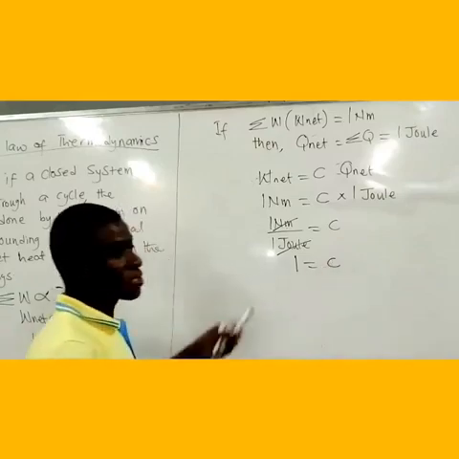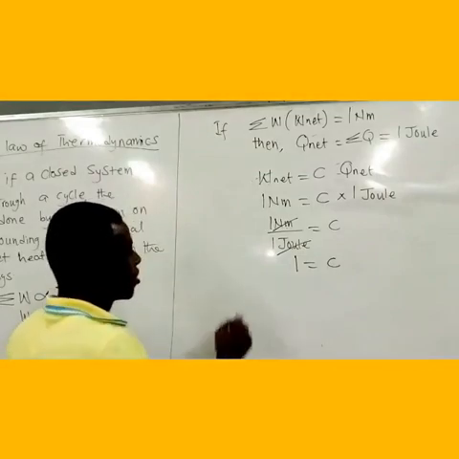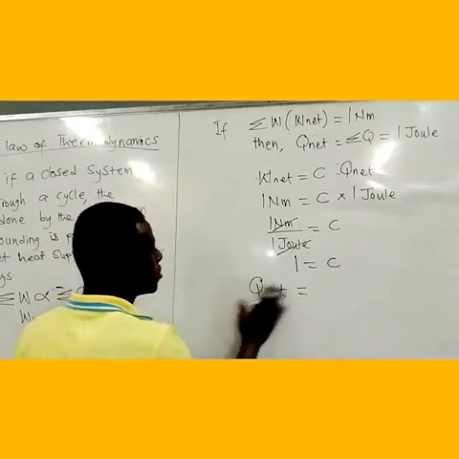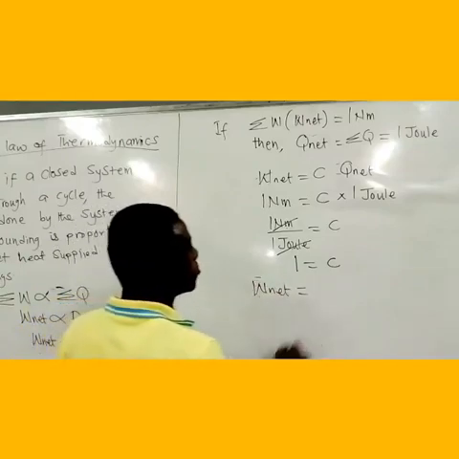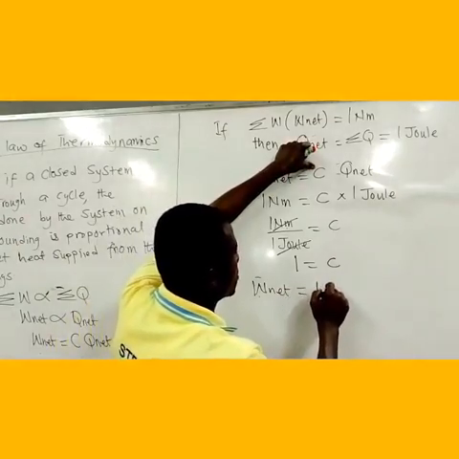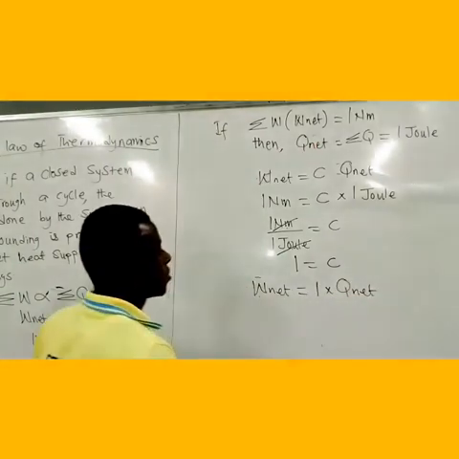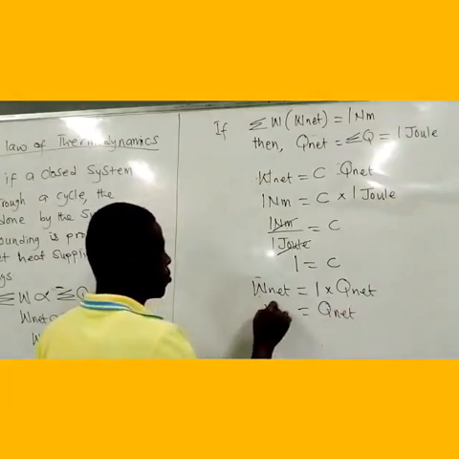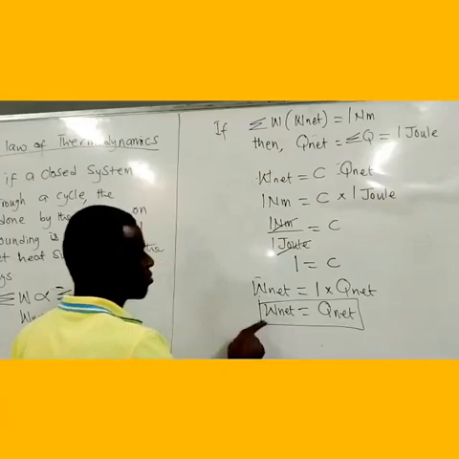If the constant of proportionality is C, then what we are going to get is the net work is equal to the constant, which is now 1, times the net heat. So we have Q net equal to work net. And this is the first law of thermodynamics.